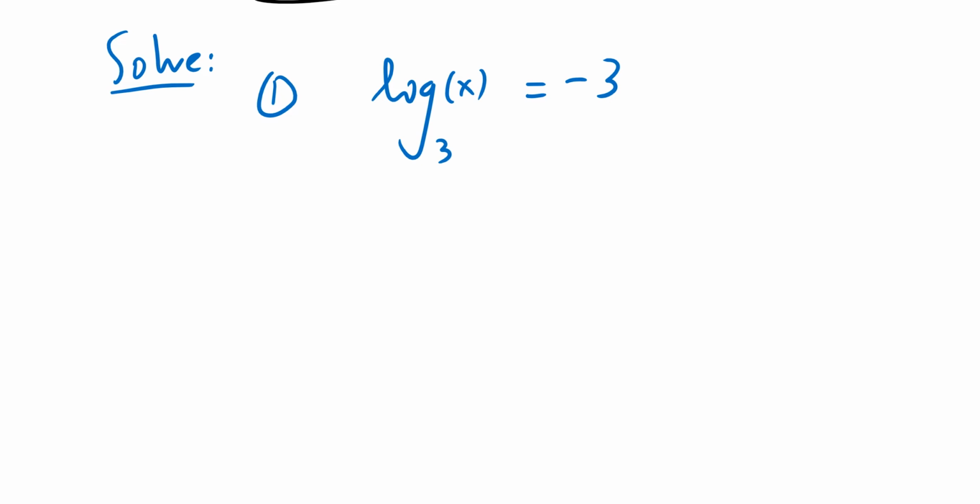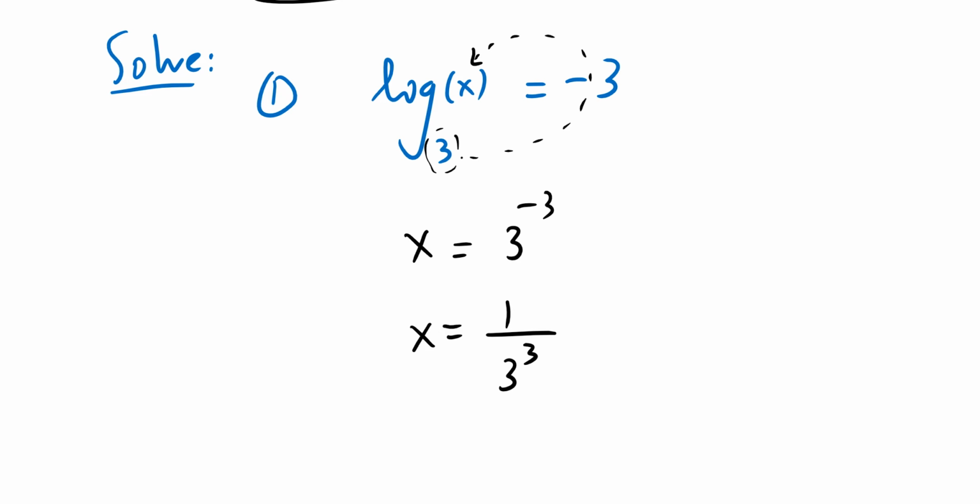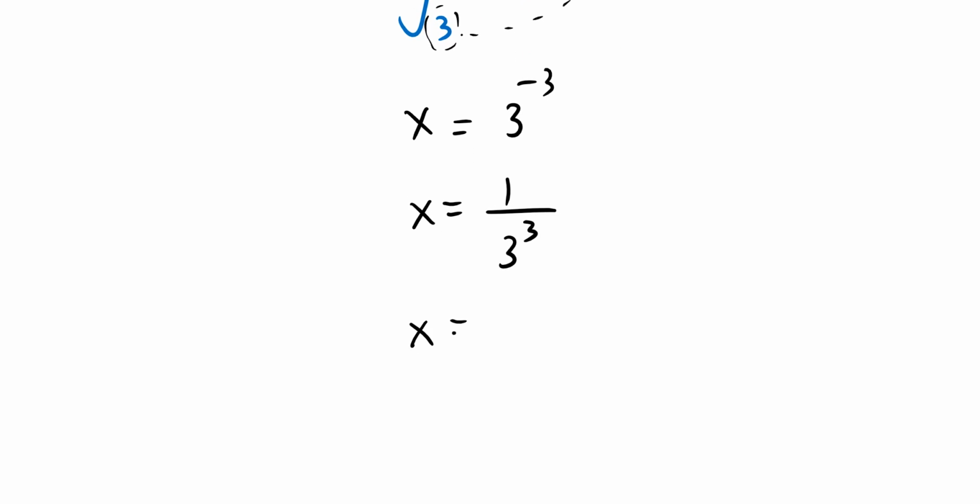The main definition said the base, to this, equals this. So 3 to the negative 3 equals x. I don't leave answers with negative exponents, so bring that down: 1 over 3 to the third. Now what we got here is x equals 1 over 27. Another example.